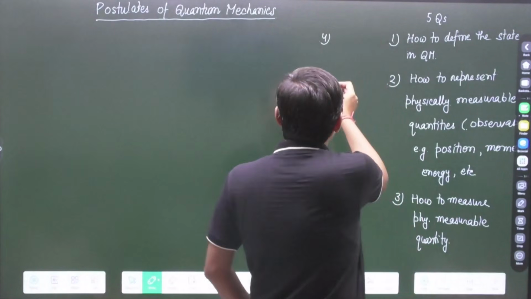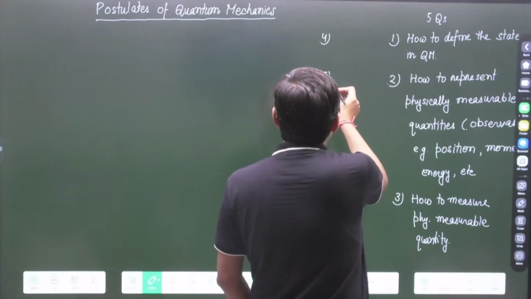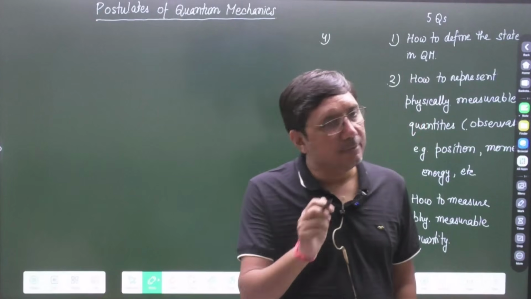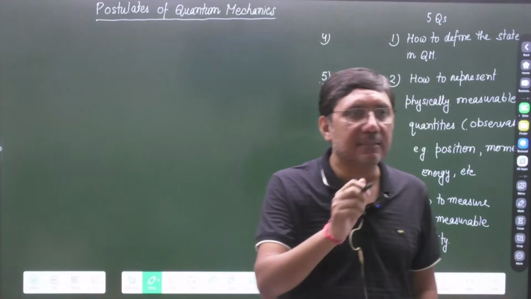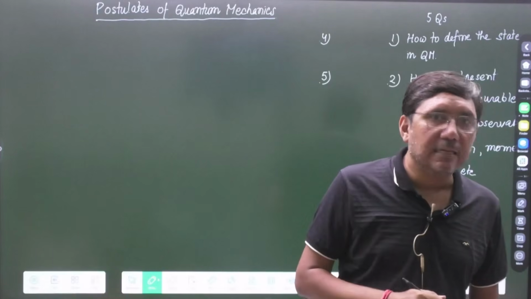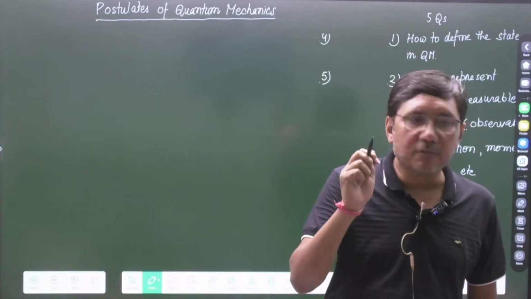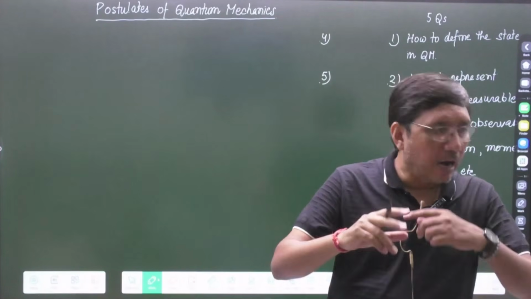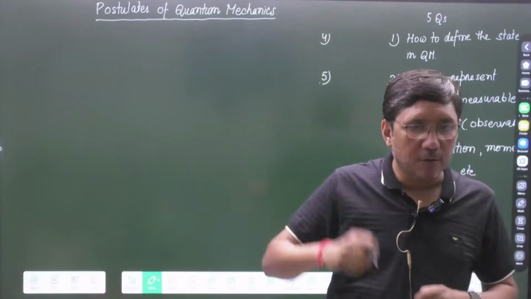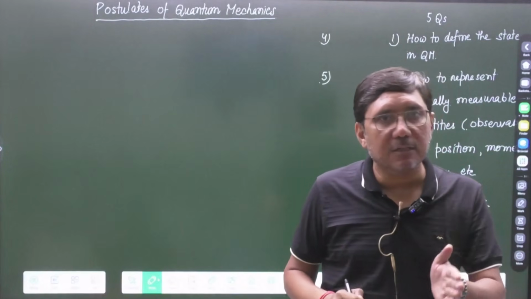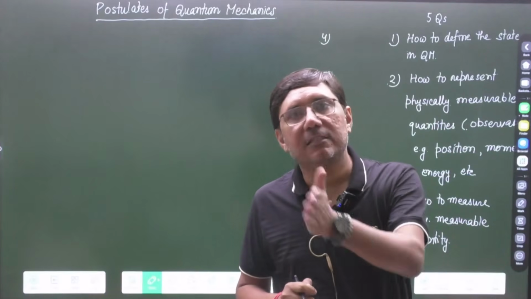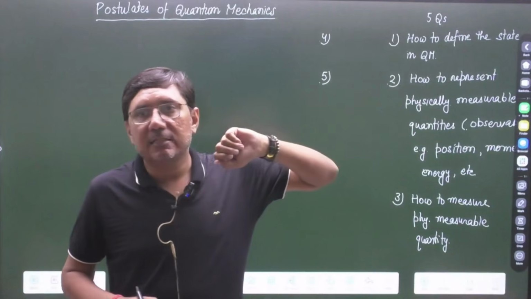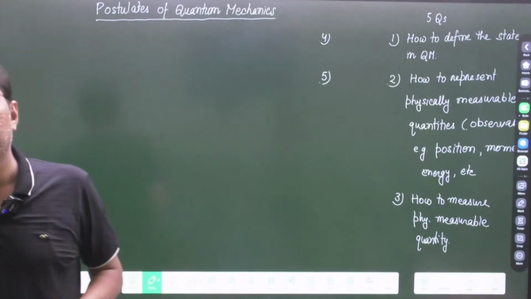And last, if you can define a system at time t naught, you have defined psi at t naught, then what will be the state, or what will be psi at a time t greater than t naught? Means how your state is going to evolve. So the next question is how the state of a quantum mechanical system will evolve.